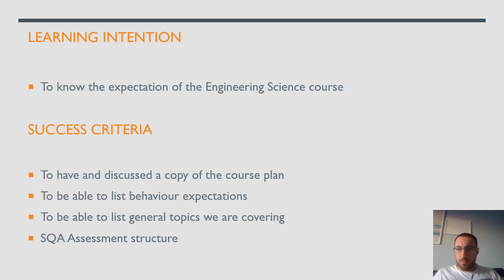The next bit was, have you been able to list the behaviour expectations? Have we got them stuck in our head so we know what we're expecting for this course? The third part is to be able to list the general topics we're covering, which is the 7 different types of engineering. That was the task that I asked you to do as a recap. And then the last thing, which was really important, was the SQA assessment structure. Have we got the SQA assessment structure down? Do you know what the expectations are, generally, for the SQA, so you know how the assessment works in this course? If it's all brilliant, yes, that's amazing.